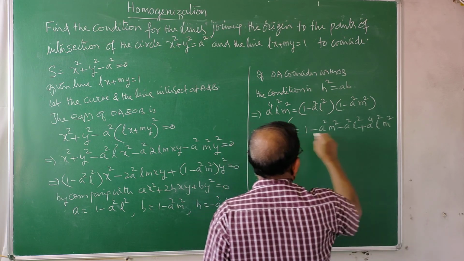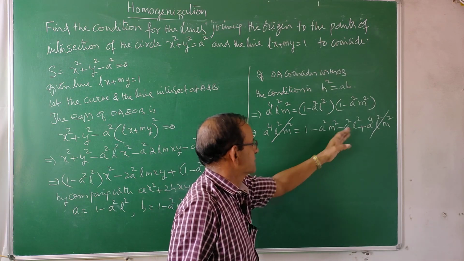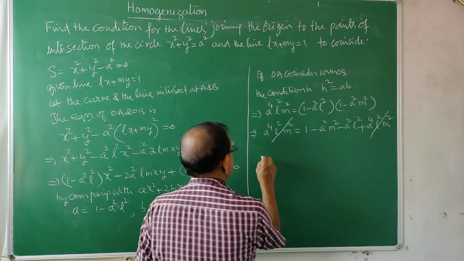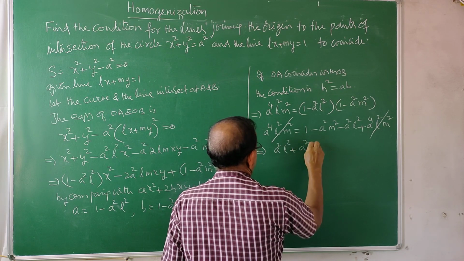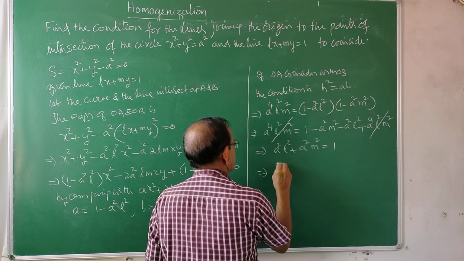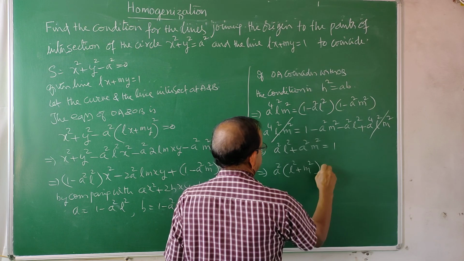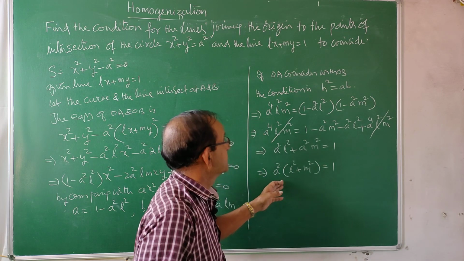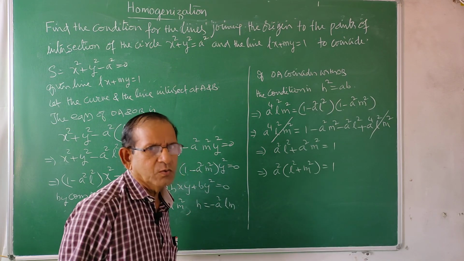Now you can cancel this term on both sides. Bring this a square m square and a square L square to the left side. A square L square plus a square m square is equal to 1. Take a square common, a square into L square plus m square is equal to 1. That is the condition for the two lines OA and OB to coincide.